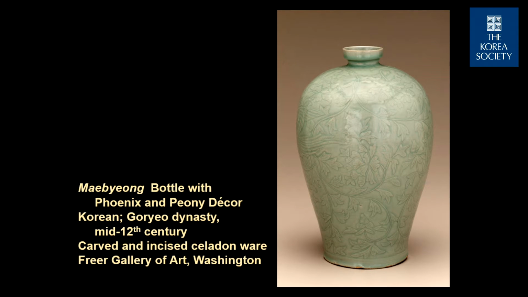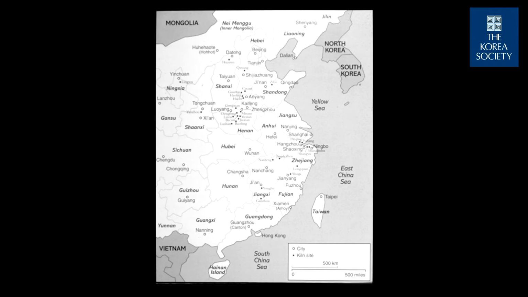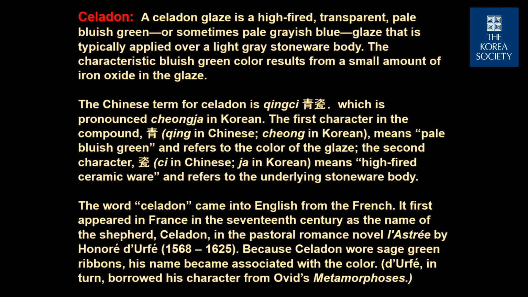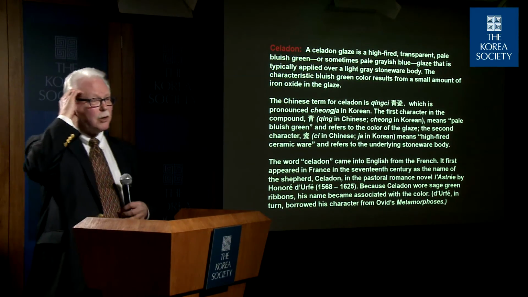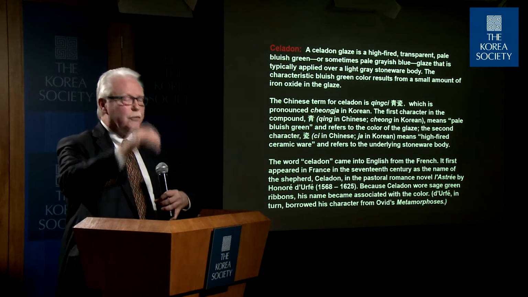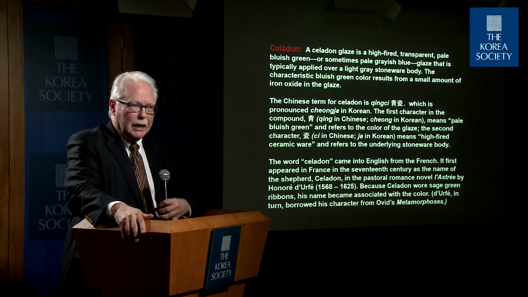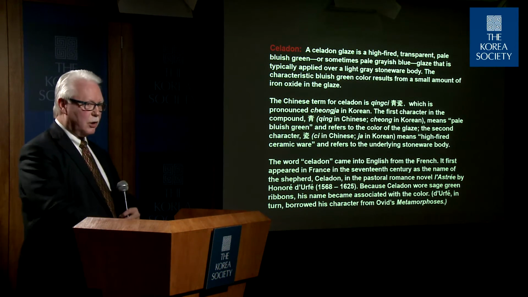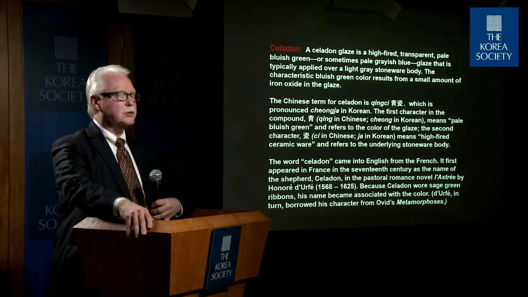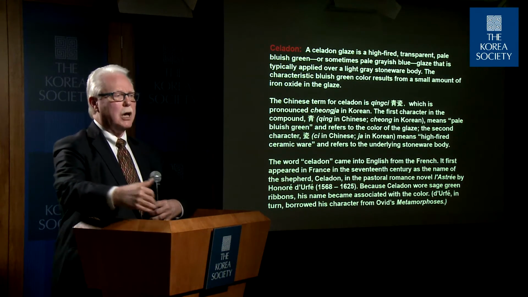As in the celadon. Now, what is celadon? Well, here's a definition of celadon. I will summarize it very briefly. Celadon, at the basic level, refers to a pale bluish-green glaze. At a more technical level, celadon refers to a glaze that is colored with an oxide of iron, just a little bit.